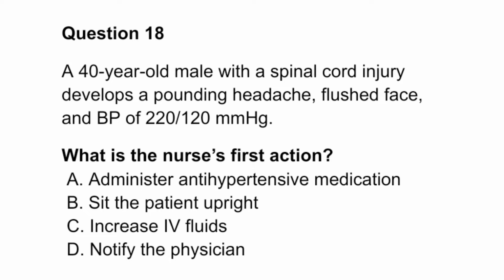Question 18. A 40-year-old male with a spinal cord injury develops a pounding headache, flushed face, and BP of 221/120 mmHg. What is the nurse's first action? A. Administer antihypertensive medication. B. Sit the patient upright. C. Increase IV fluids. D. Notify the physician.